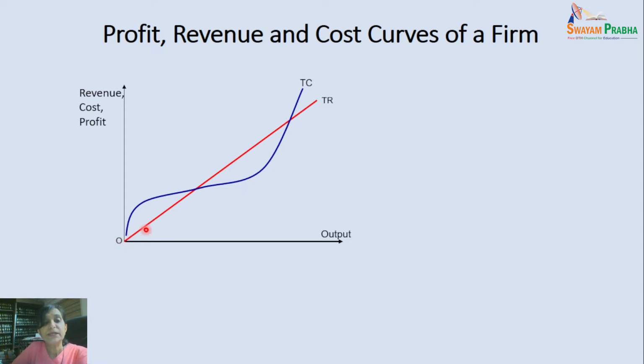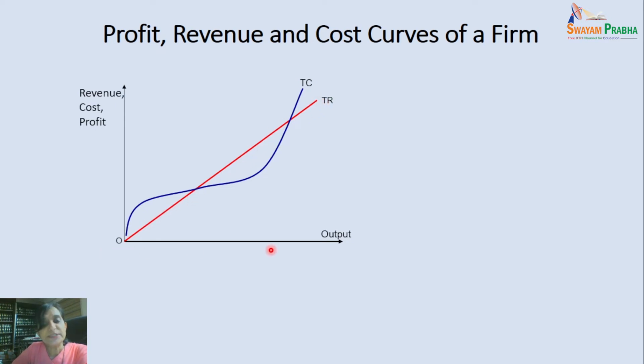Right, now this particular situation is showing you two curves. One is the total cost curve, other is the total revenue curve. Right, and we are measuring on the vertical axis revenue, cost and profit, and on the horizontal axis we are measuring output. So both of them are changing as we are changing the level of output. Okay, so how do we see this? We are seeing that this total revenue line is a straight linear line. For the purpose of simplification, we have taken it to be a straight linear line.